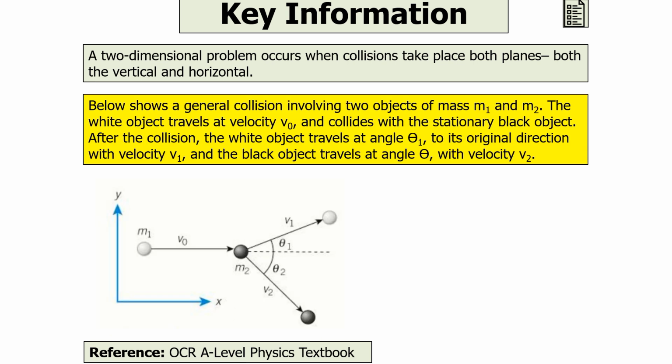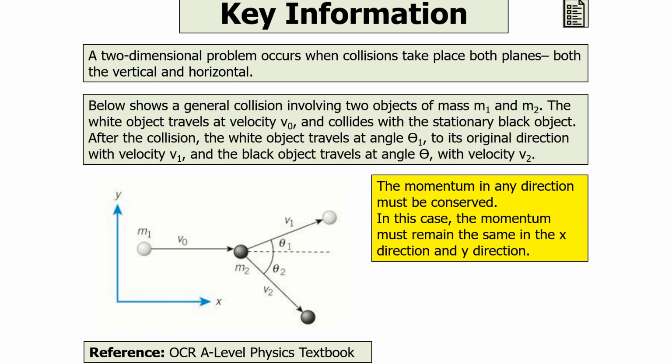Another example below shows a general collision involving two masses, M1 and M2. The white object travels at a velocity v0 and collides with the stationary black object. After the collision, the white object travels at theta 1 to the original direction with velocity v1, and the black object travels at theta 2 with a velocity v2.